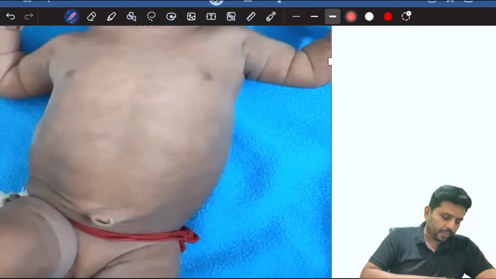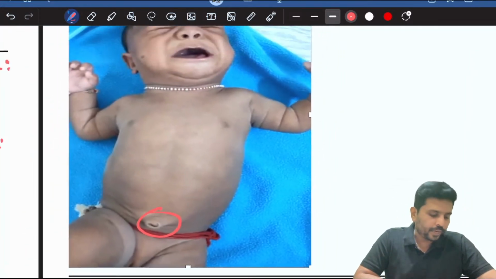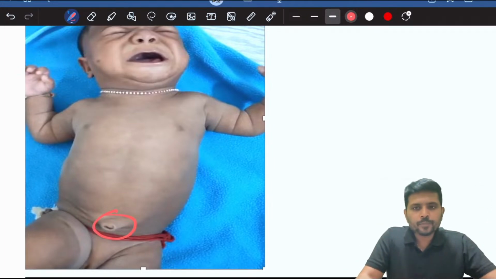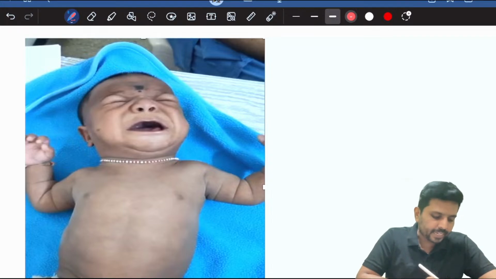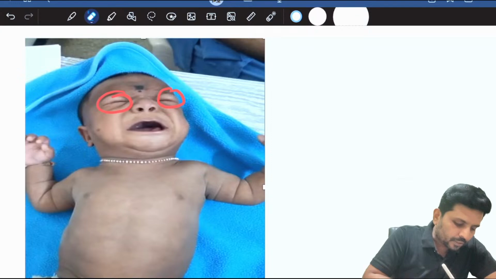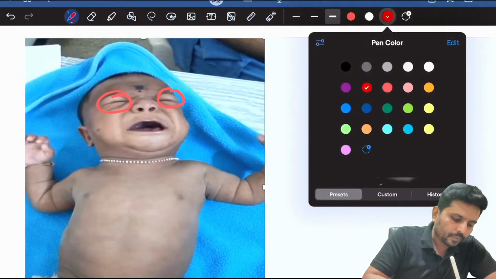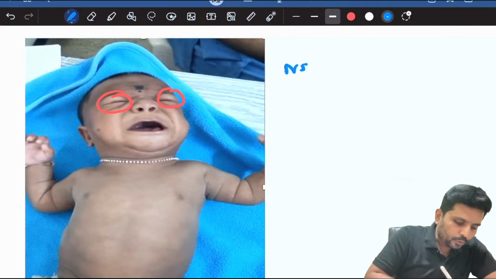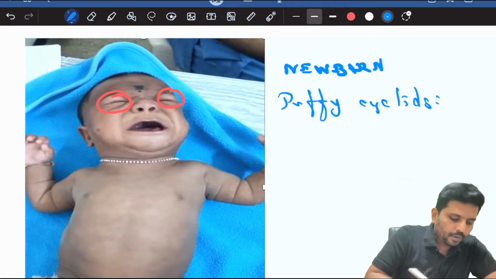Look at this. You can see umbilical hernia. That is an important clue. What else can you see in this picture? The child is crying, and look at this, puffy eyelids. So this is a newborn with puffy eyelids.